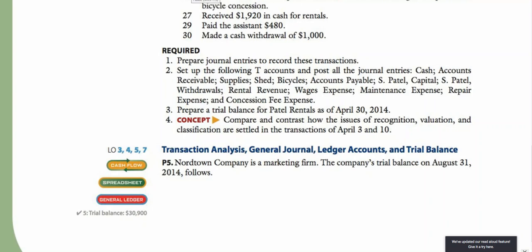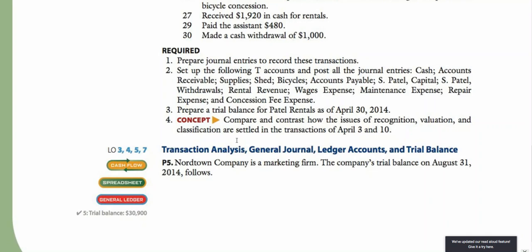The class, I wanted to take this time to go over the homework for this particular module. So let's get started. The homework that we're going to look at in this recorded segment is the one for Chapter 2, Problem 5, and this is found on page 78.